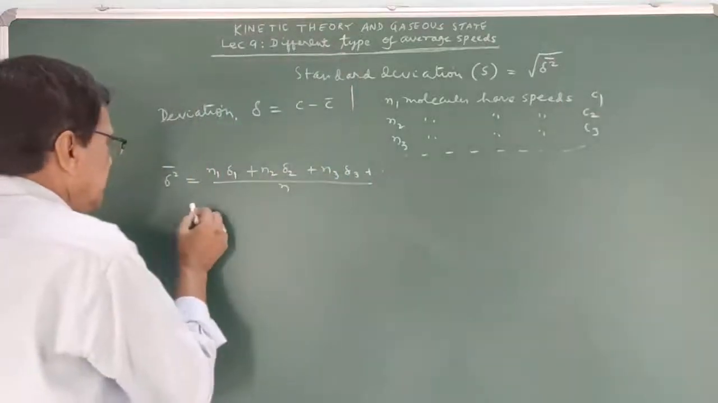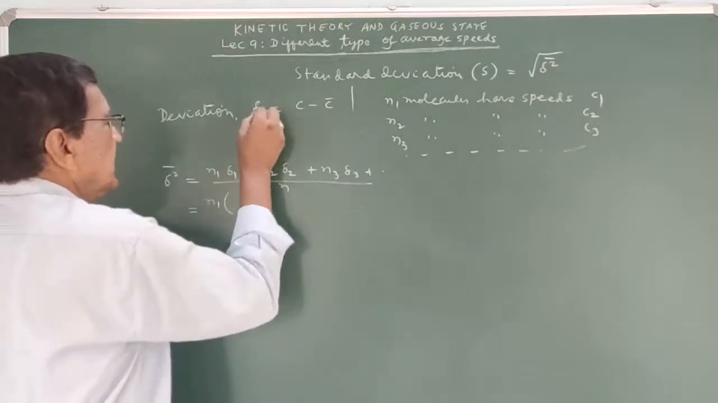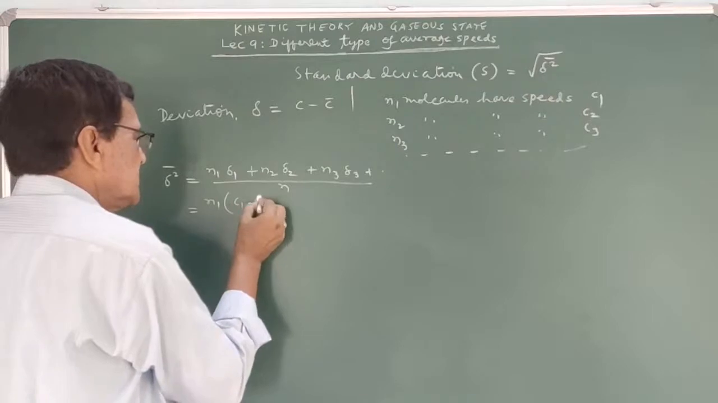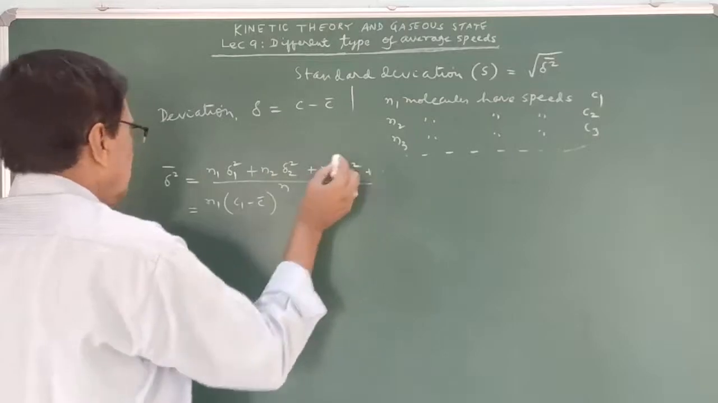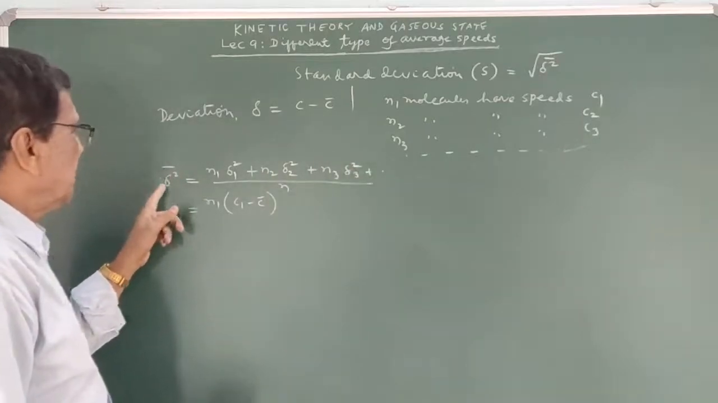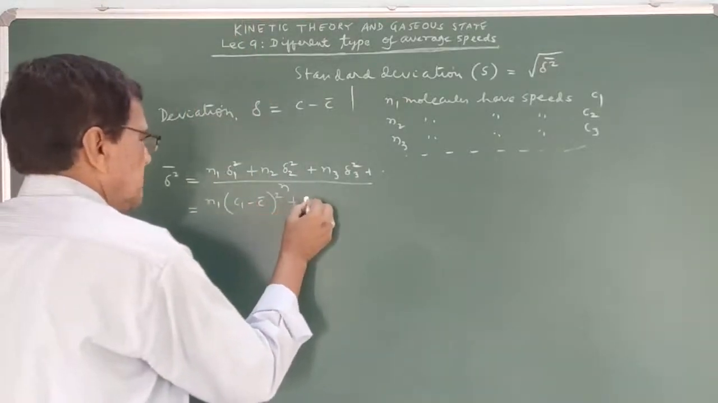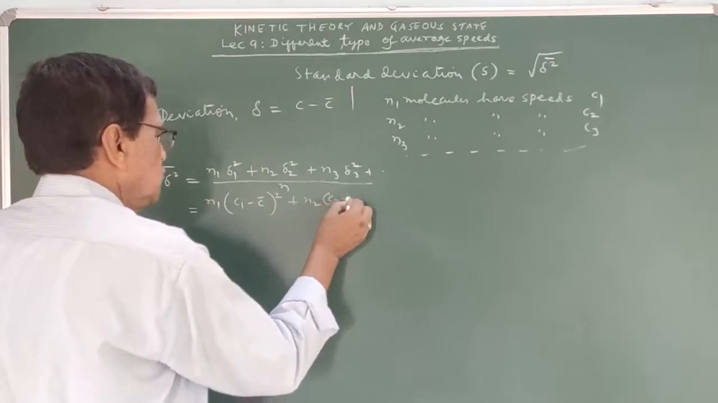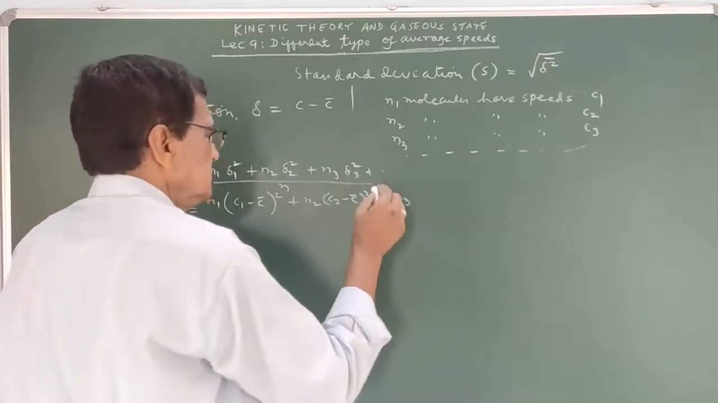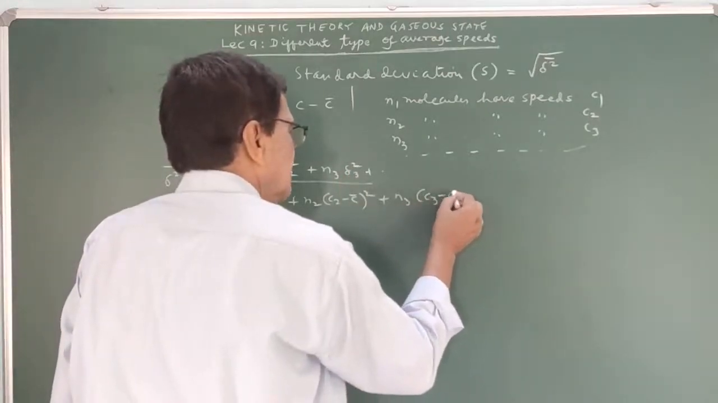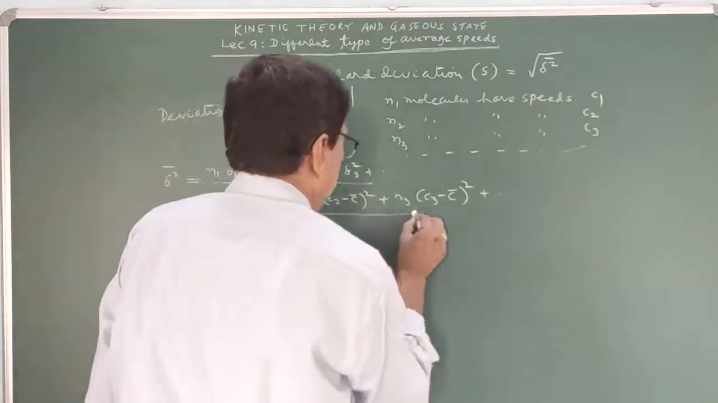Instead of writing del 1, it will be C1 minus C bar, squared. We are considering the mean square deviation, so it will be squared. So N1 into C1 minus C bar square, plus N2 into C2 minus C bar square, plus N3 into C3 minus C bar square, plus so on, divided by N, the total number of molecules.